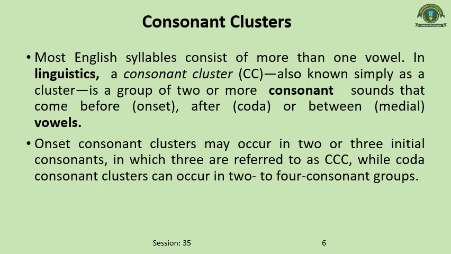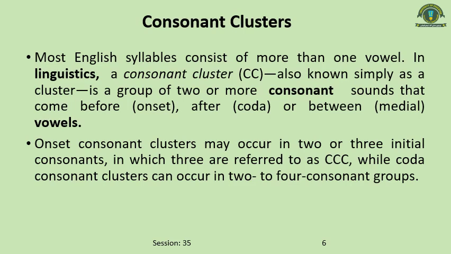Now, an onset consonant cluster may occur in two or three initial consonants, in which three are referred to as C, C, C. That means three consonants together. While a coda consonant cluster can occur in two to four consonant groups. Sometimes two consonants are there, three consonants together, and sometimes more than three. For example, string, S, T, R. Three consonants are together. Is it clear?